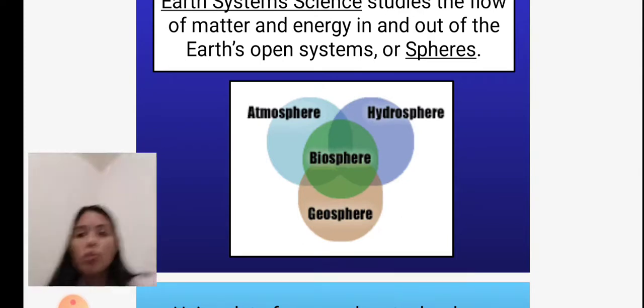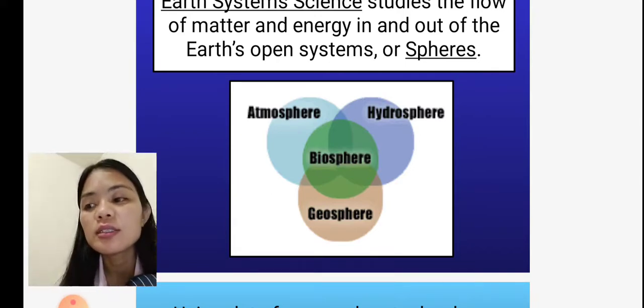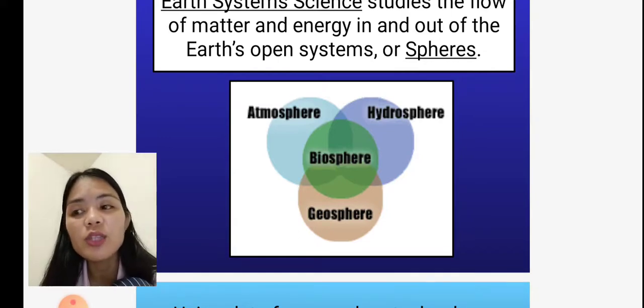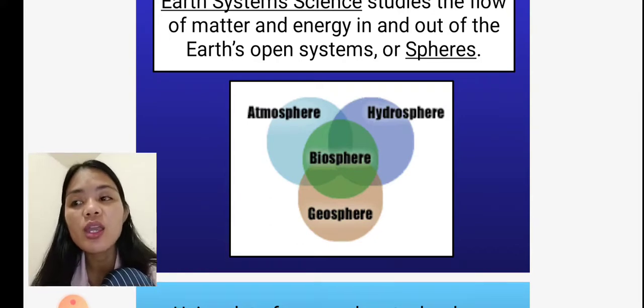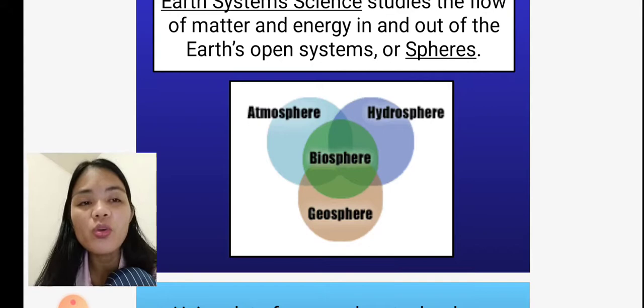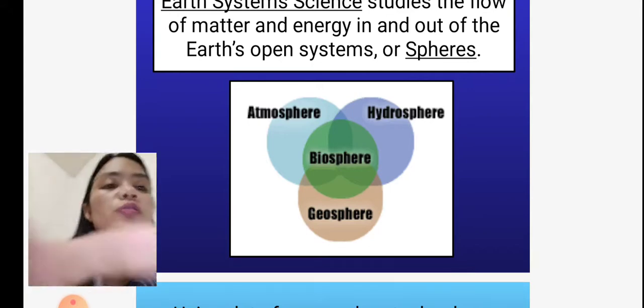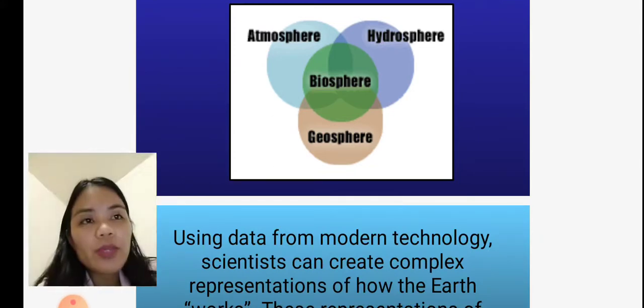Water portion, yung water portion yung hydrosphere. And then we have the gaseous envelope, which is the atmosphere, and the solid part, which is the geosphere. Pero focus tayo dun sa apat kasi yun talaga yung Earth system. Atmosphere, biosphere, geosphere, and hydrosphere.